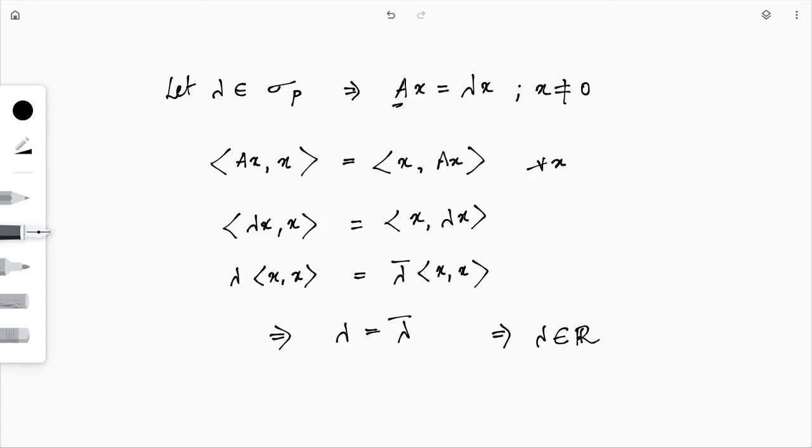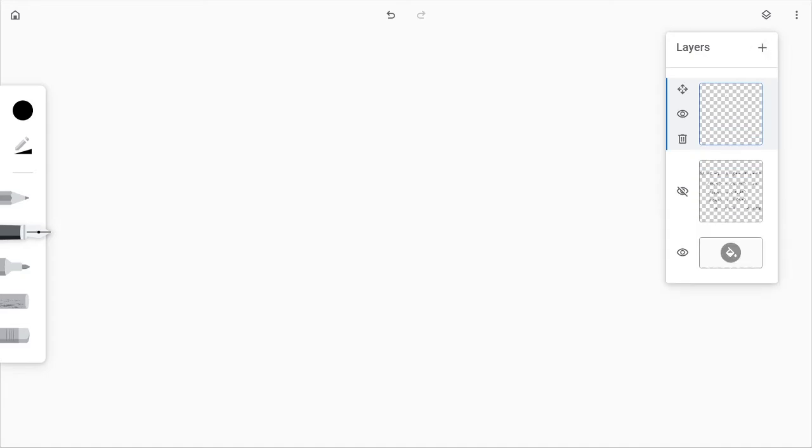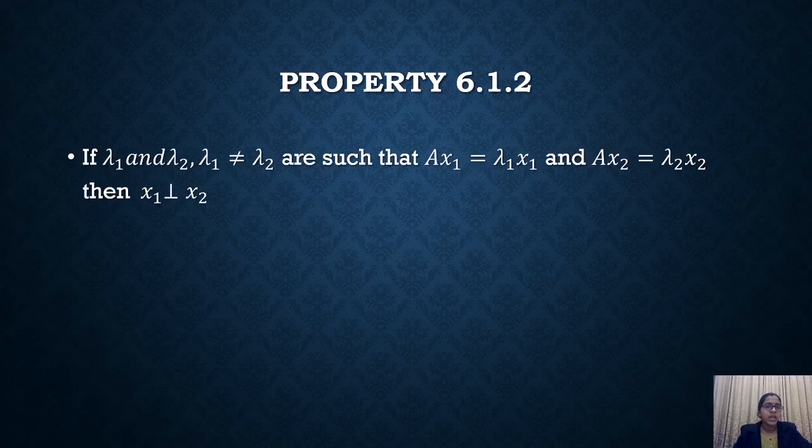So that was our need: we wanted to prove that the elements of the point spectrum will always be real. So the point spectrum of a self-adjoint operator always contains a set of real numbers. That was the first property. Now let's see the second one.